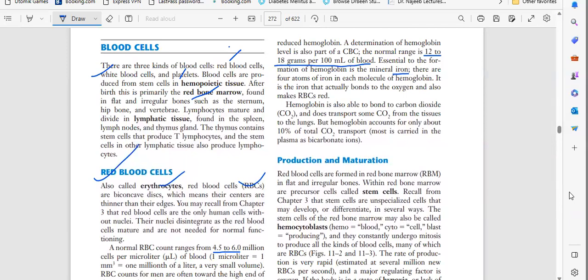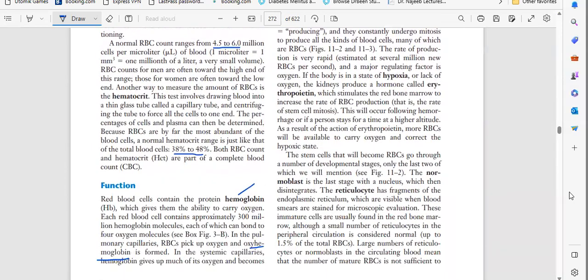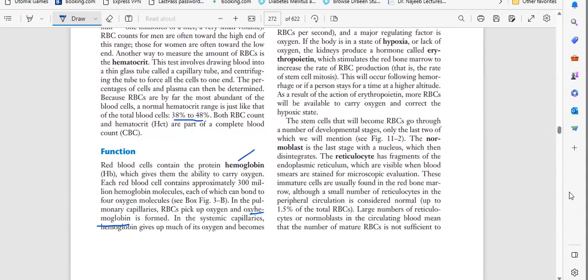These are the things you have to remember. And second thing is what is the normal range of RBC? That is 4.5 to 6.5. Okay. And the third thing you have to remember is function. What is the function? The RBC contains hemoglobin. Hemoglobin contains iron. In each RBC you have 300 million molecules of hemoglobin. For that, 4 molecules of oxygen are bound. Okay, this is the first thing.